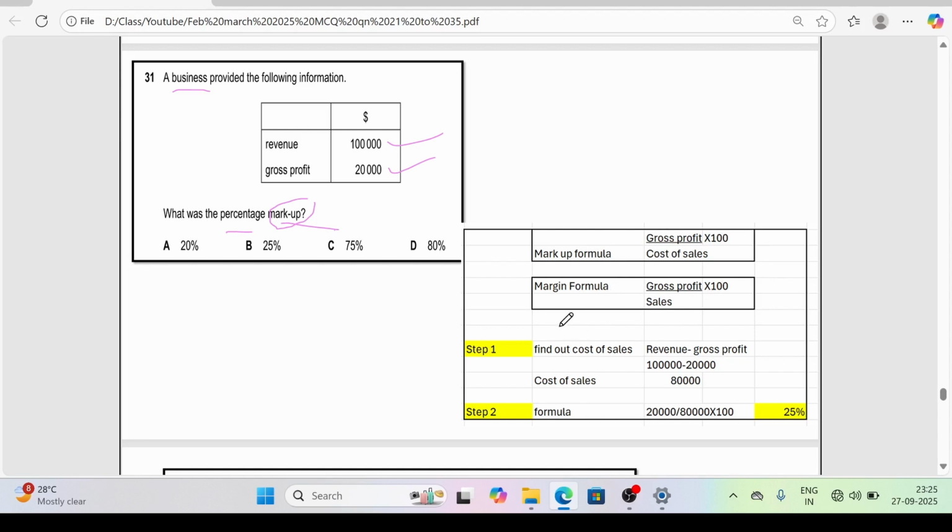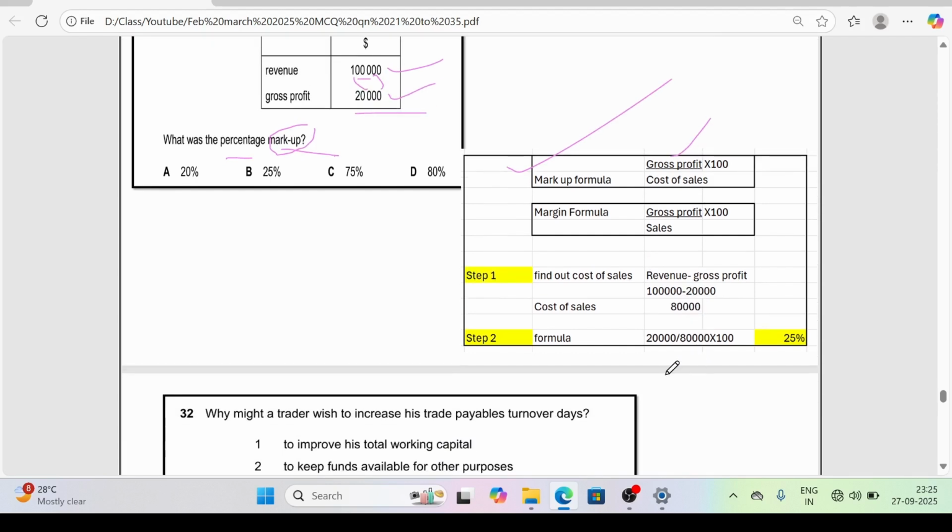So step 1, we have to follow this one, markup, right? So for markup, we have the gross profit, but cost of sales we have to find out. How to find out cost of sales? Revenue minus gross profit, you will get it. So 100,000 minus 20,000, the cost of sales is 80,000. Then we can apply this formula: gross profit 20,000 and cost of sales 80,000 times 100, 25% will be the answer. 25%, option B is the right one.